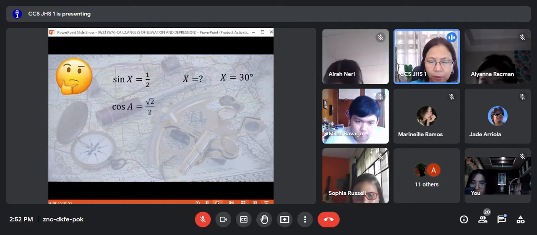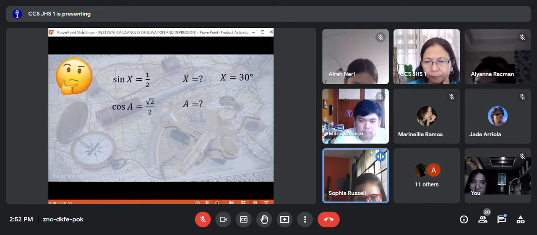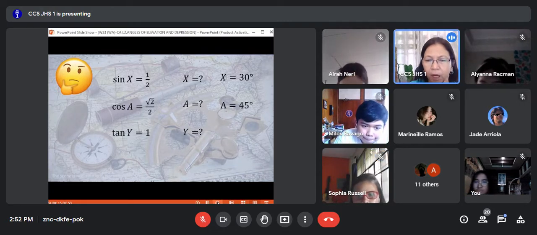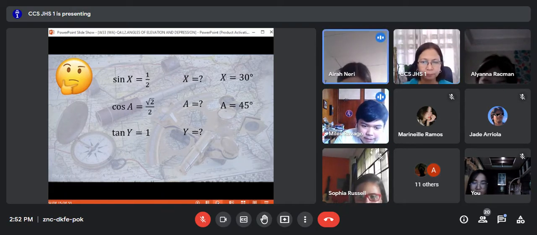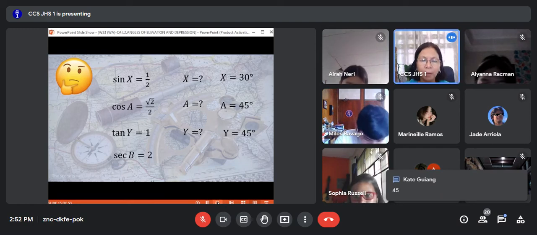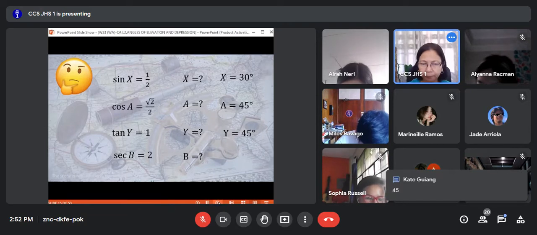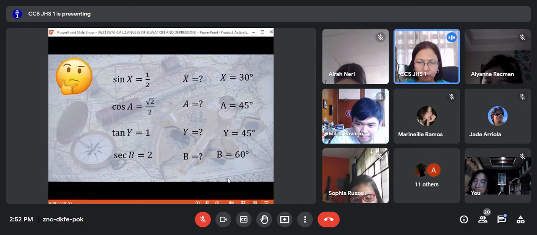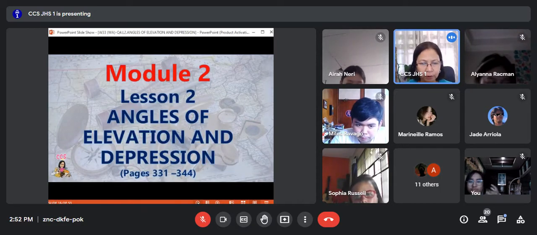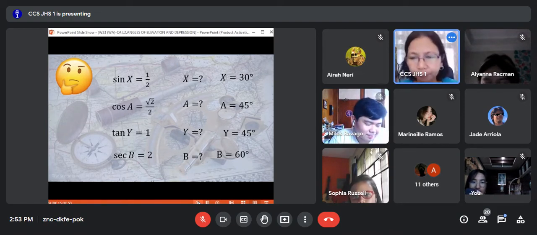If cosine A equals square root of 2 over 2, what is our A? A equals 45 degrees. How about if tangent y is equal to 1, y is equal to? 45 degrees. How about if secant b is equal to 2, what is our b? 60 degrees. Now, how are we going to do this using your calculator? Get your calculator first.